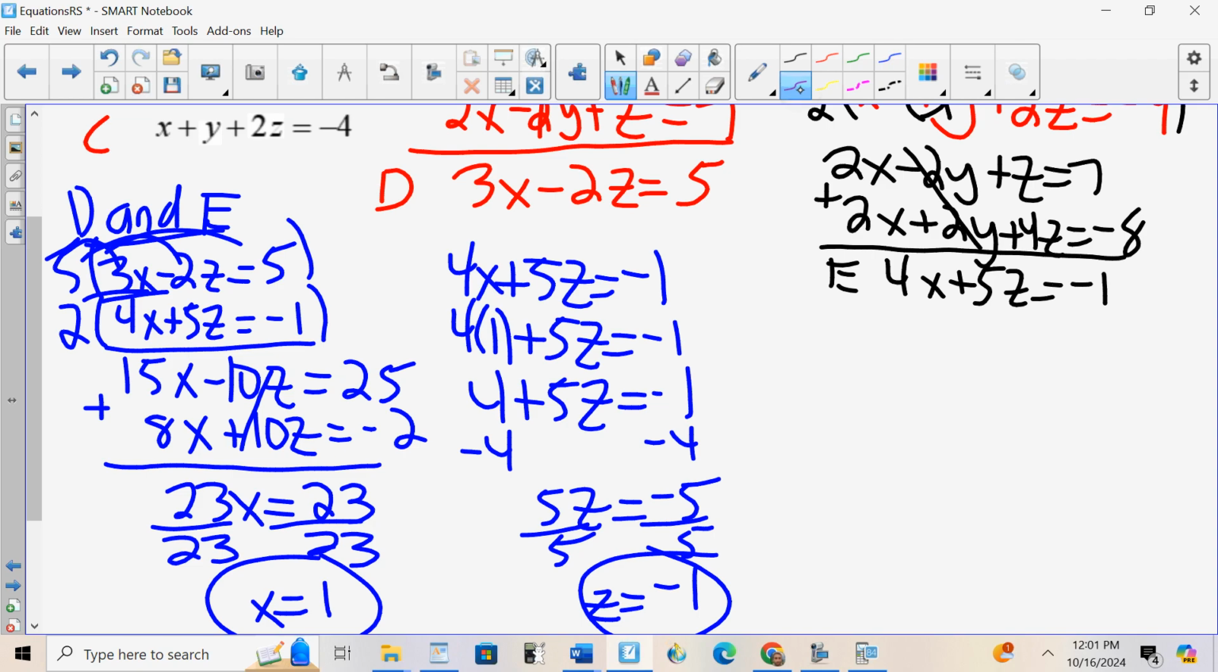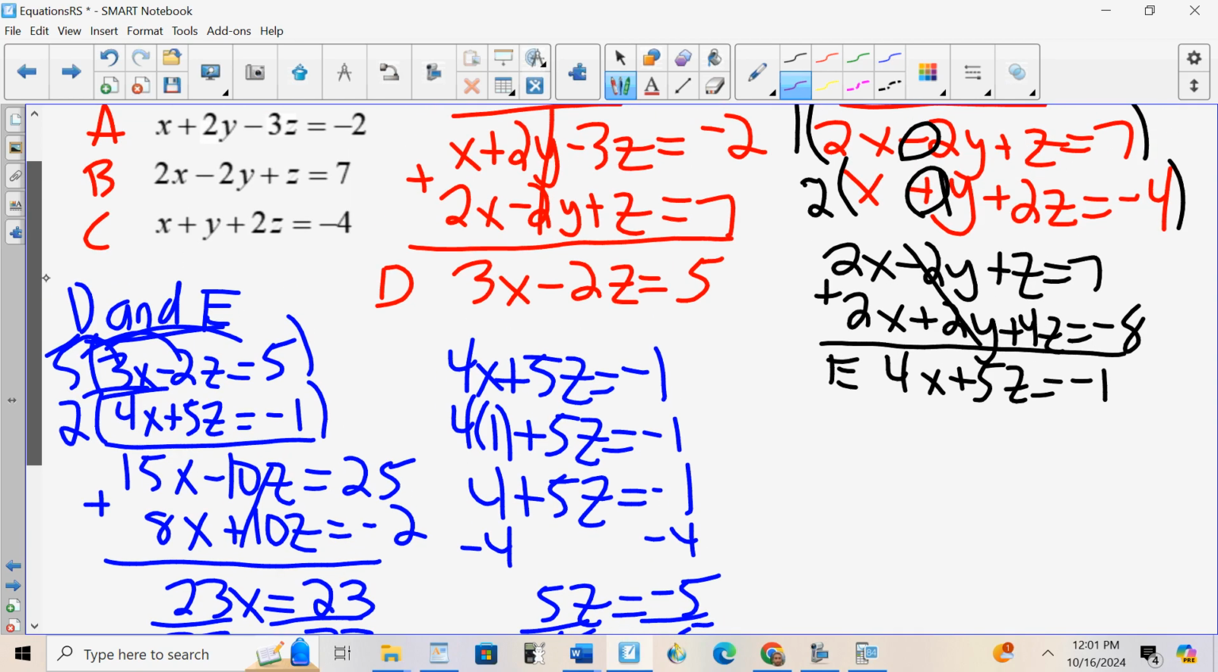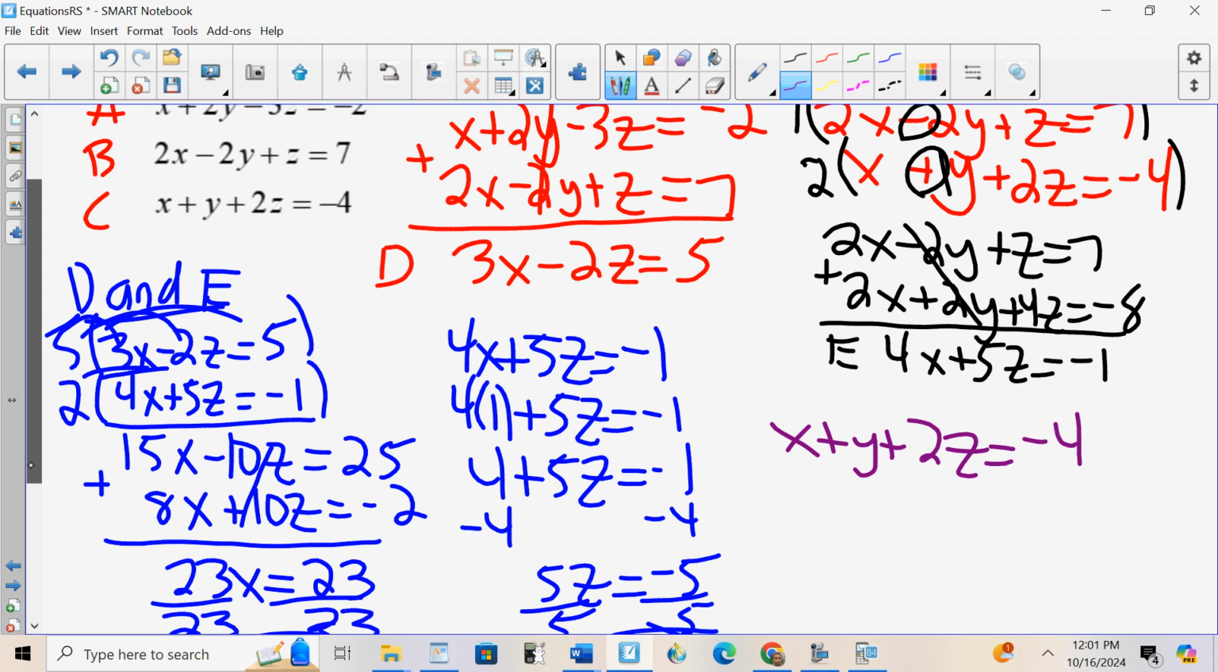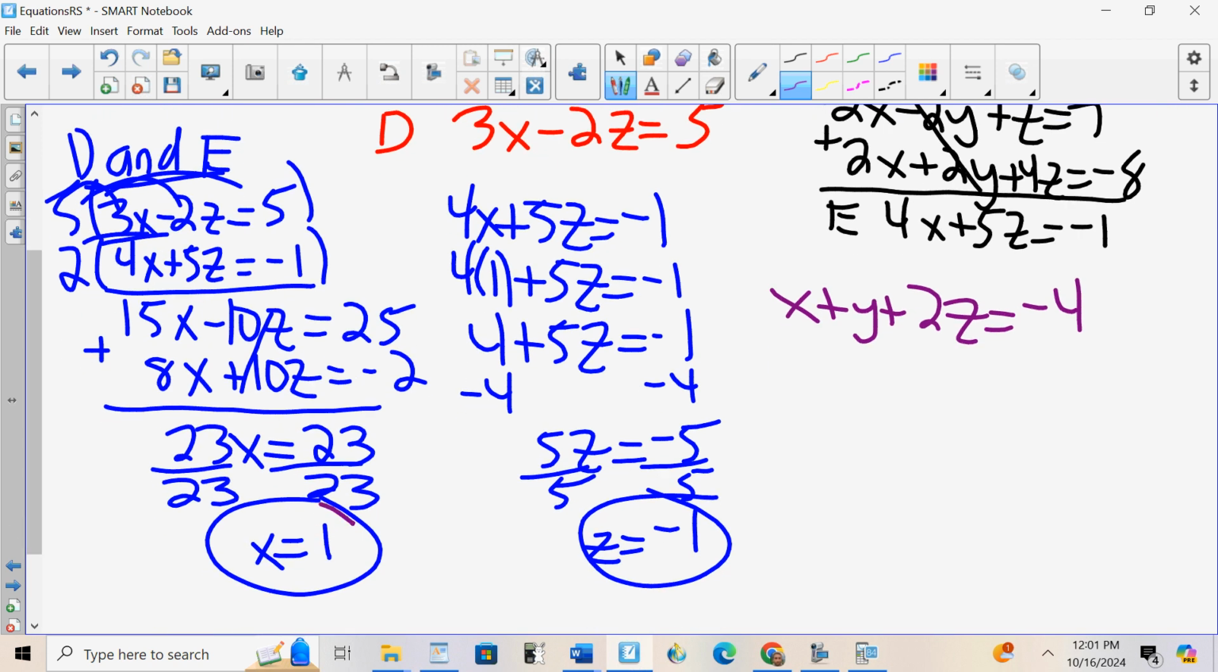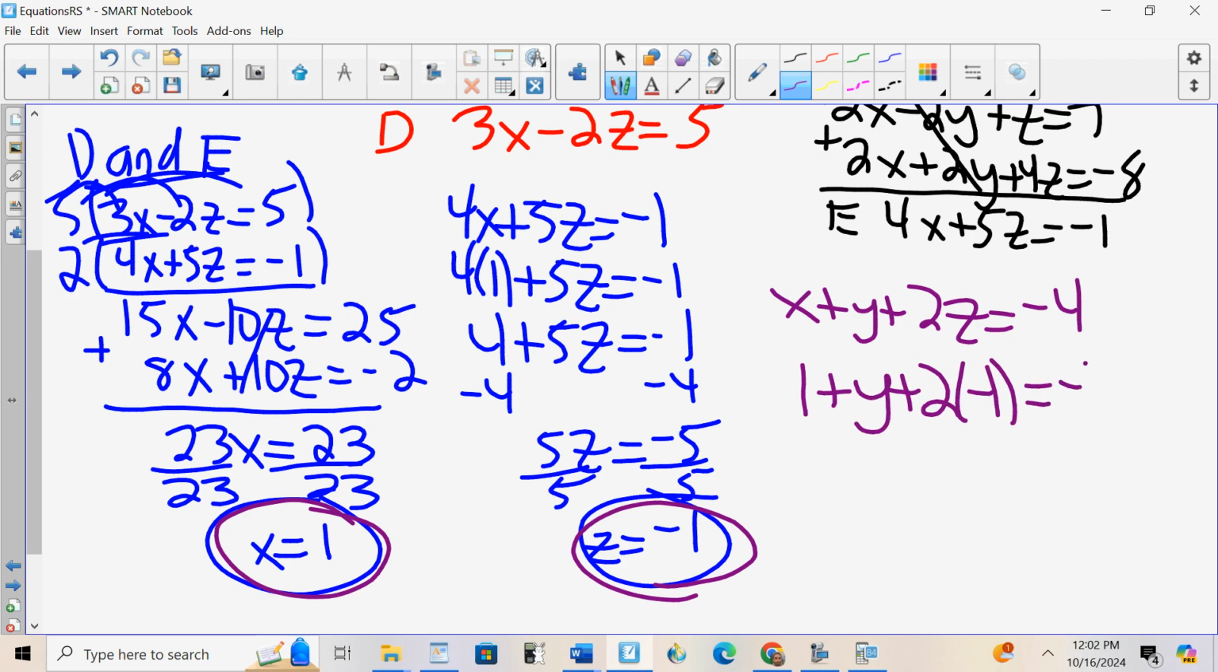Now that I got those two answers, I go back to one of my originals. It doesn't matter which. Let's go C. Let's go x plus y plus 2z equals negative 4. And I'm going to substitute 1 in for x, negative 1 in for y. I'm sorry, negative 1 in for z. And I solve for y.